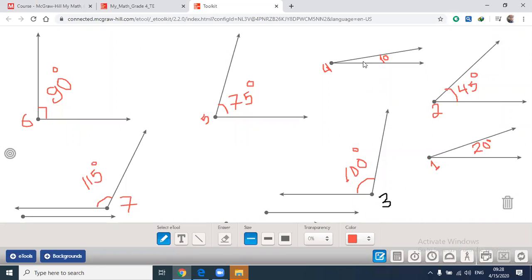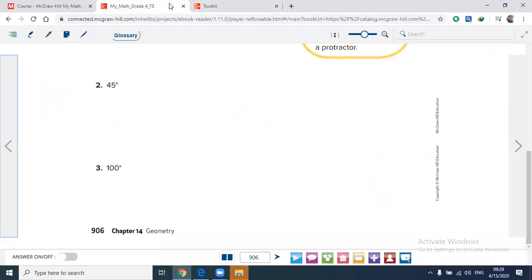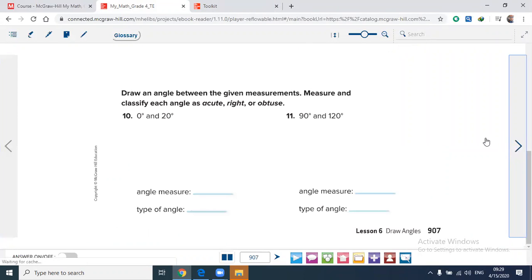Two, 3, 4, 5, 6, and 8. All how to draw. For more practice, you still have 2 pages, 905, 906, and 907 for mini practice.